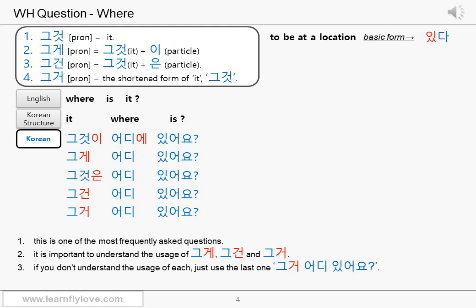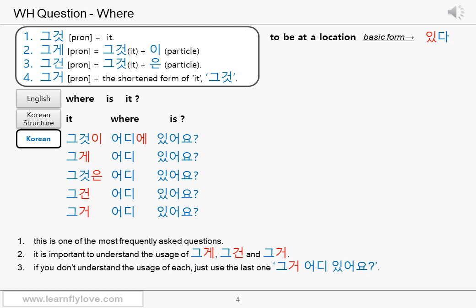It's the same "where is it," but the nuance has been changed with the particle 은. You know the difference, right? Okay. You can shorten the 그것은 part too: 그건. And people use 그건 rather than 그것은 in spoken Korean. 그건 어디 있어요? 그게 어디 있어요?